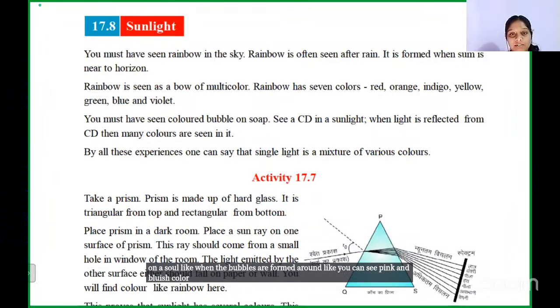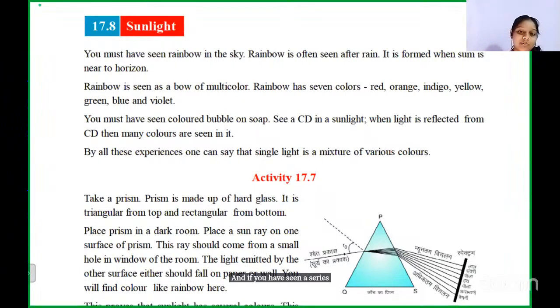And if you have seen a CD in sunlight, you can also see pink, purple, blue colors on the CD because light is reflected from the sun on the CD. Green, yes, green also. So we can see that when the light is reflected on these surfaces, on the CD surface, we can see all the colors forming.